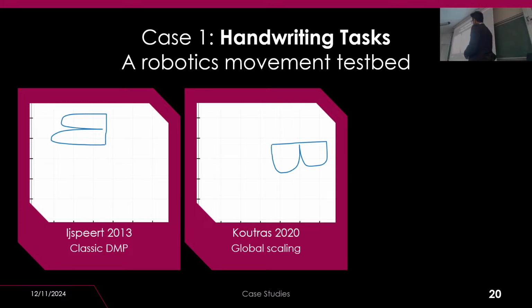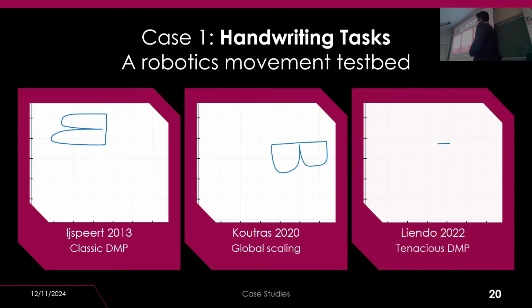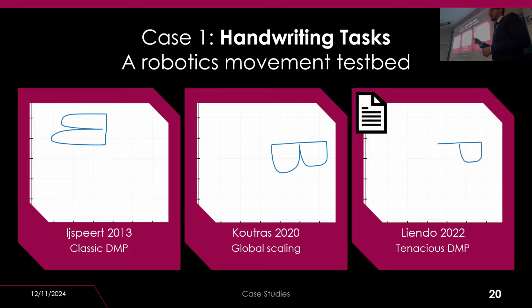Now, it rotates, it scales, but if the initial and goal values are very similar, if not the same, the method will break. This is why in 2022 I proposed a tenacious version of this DMP method that not only is geometrically consistent, but it also avoids the overscale problem by considering the full shape as a variable within the system, so as to avoid breaking. So, hence a tenacious DMP.